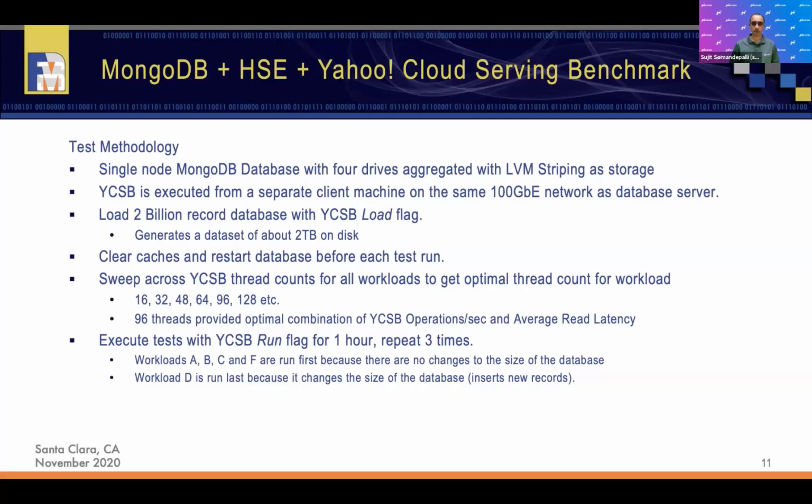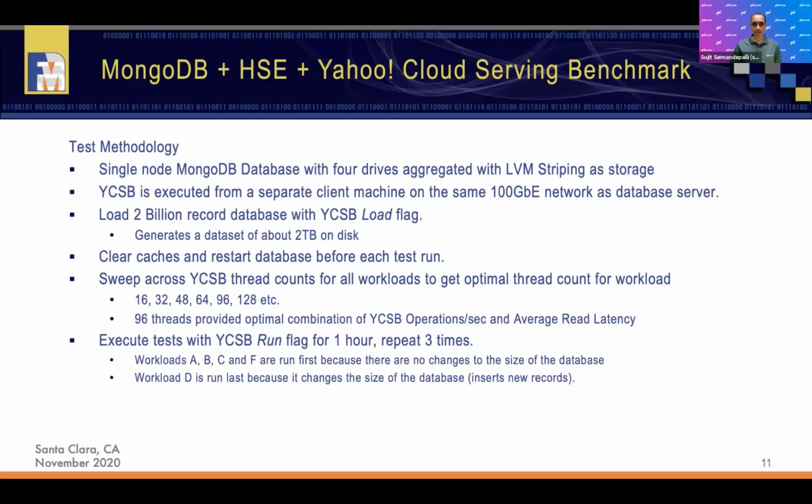YCSB controls its load by changing the number of thread counts that it uses to connect to the database server. We tested various thread counts and found a load that gave us the optimum combination of YCSB operations per second and YCSB read latencies. Once this thread count was found, and in this case it was 96, we ran longer tests and repeated them multiple times to get consistent and repeatable results. The long duration tests also make sure that any background operations that MongoDB has are captured and represents a more realistic scenario.